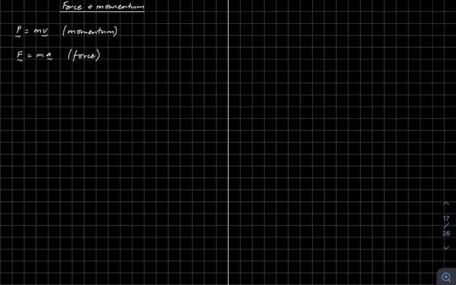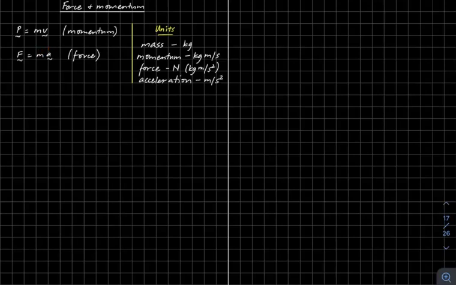Let's talk briefly about units that we use when considering these quantities. The standard units of mass are kilograms, and that means that if we multiply mass times velocity using standard units, then for momentum we get kilograms meters per second, because velocity is measured in meters per second. And when it comes to force, newtons are the standard units of force, but newtons are really just a way of saying kilograms meters per second squared, because that's what we get if we multiply mass times acceleration, whose standard units are meters per second squared.